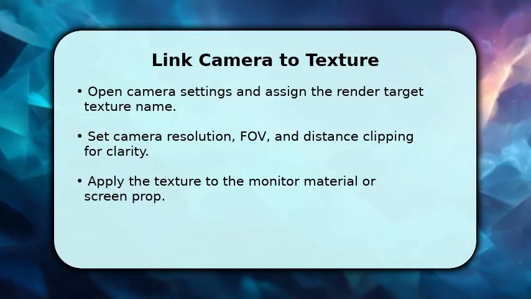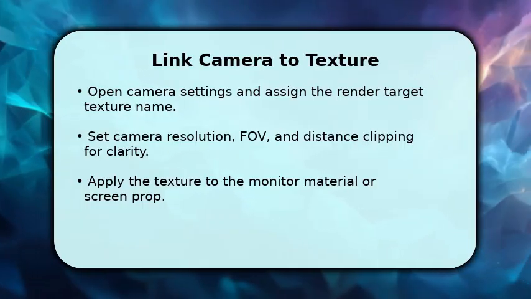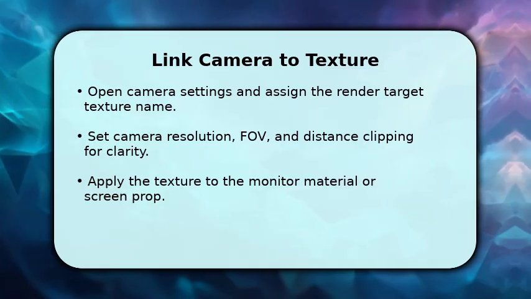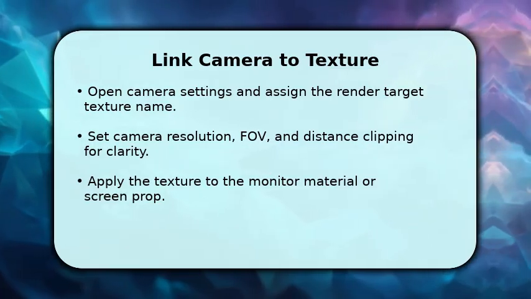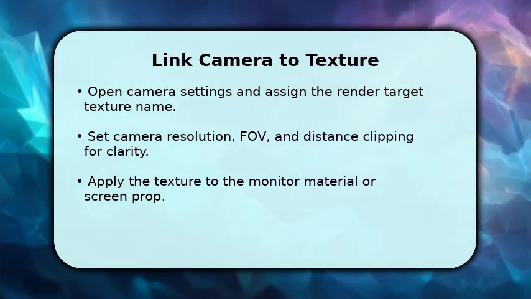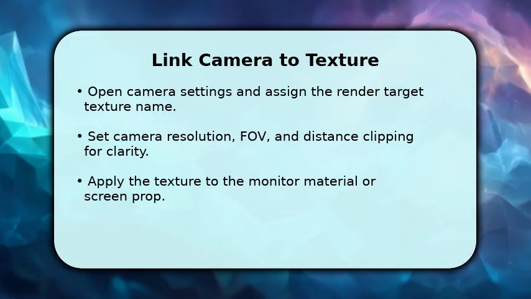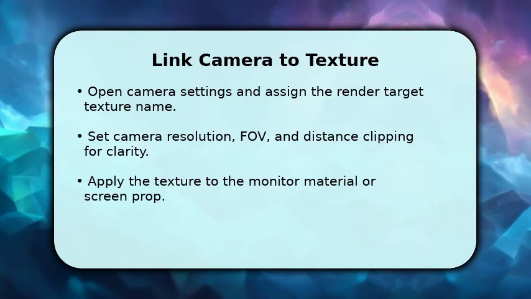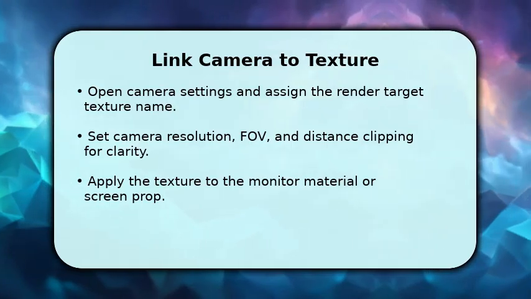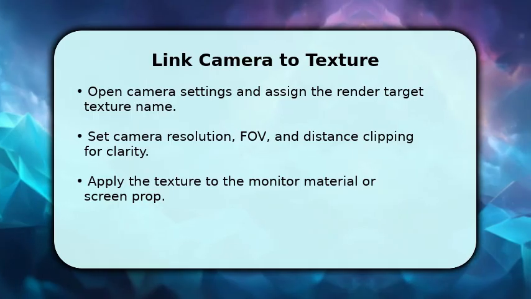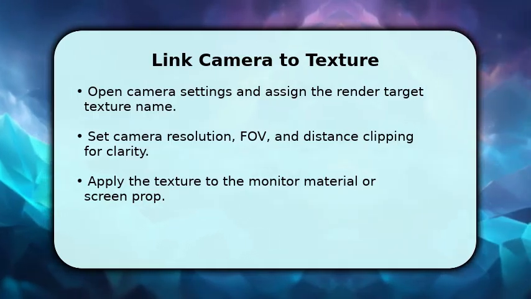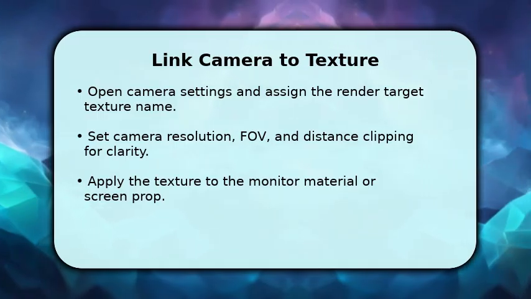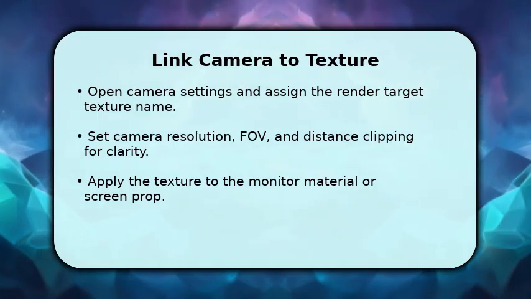Next, you link the camera output to the texture. Open the RT camera interface and type the exact name of the render target texture you spawned. Then configure resolution, field of view, and near/far clipping to balance performance versus image detail. Higher resolution demands more resources. Once set, apply the named render target to the monitor's material or use a material proxy to point a prop to that texture. Make sure the names match exactly so the feed routes correctly.